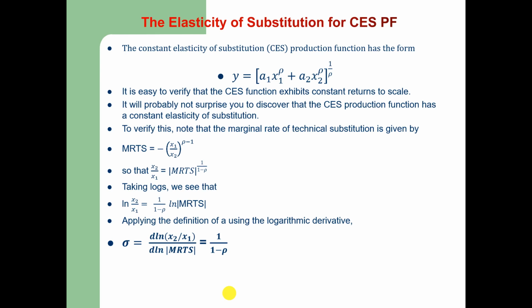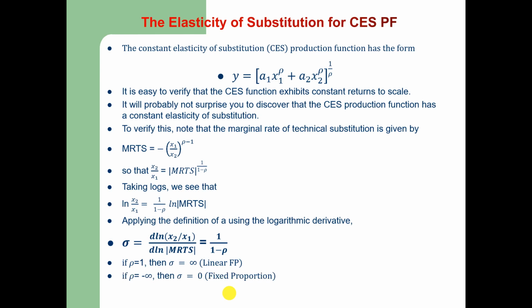As I mentioned, this is constant, and the elasticity of substitution depends upon the value of rho. If rho is equal to 1, then the elasticity of substitution is equal to infinity, and we have a linear production function where the isoquants are straight lines, negatively sloped, and parallel to each other.